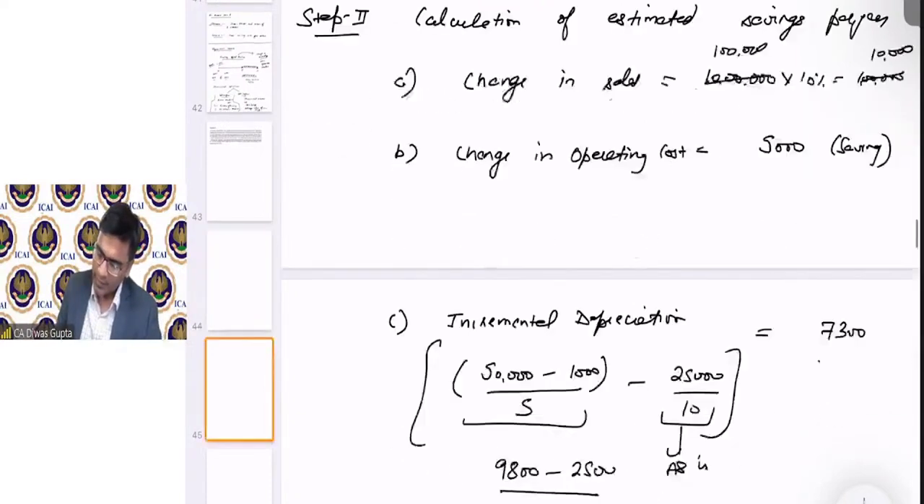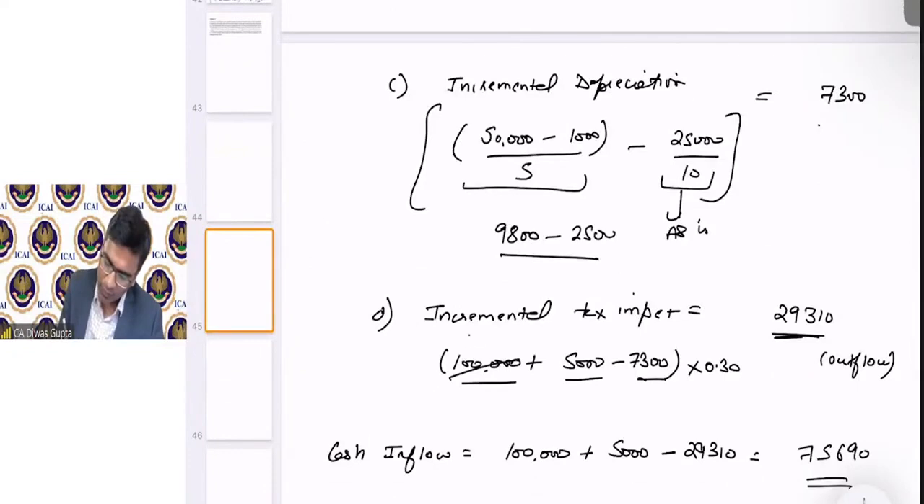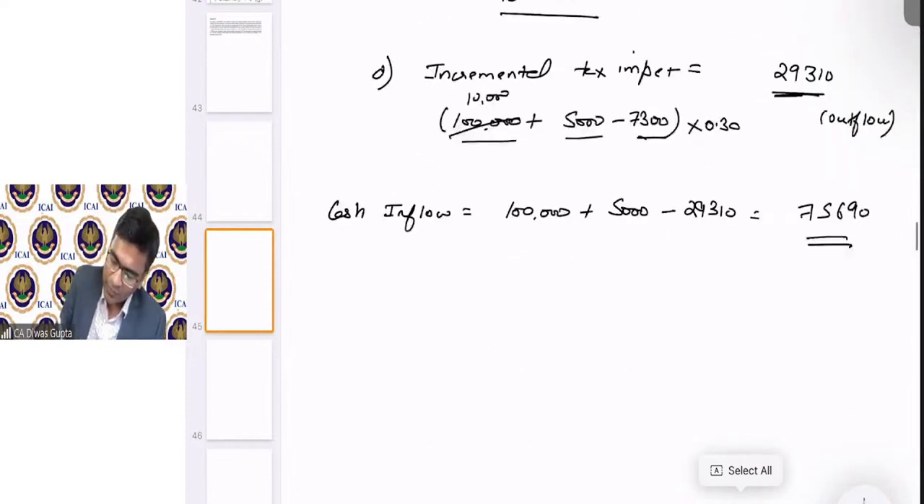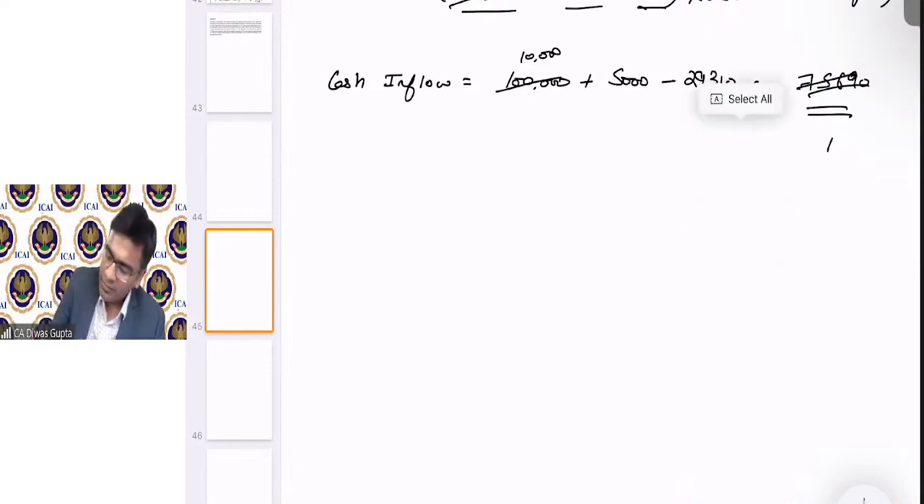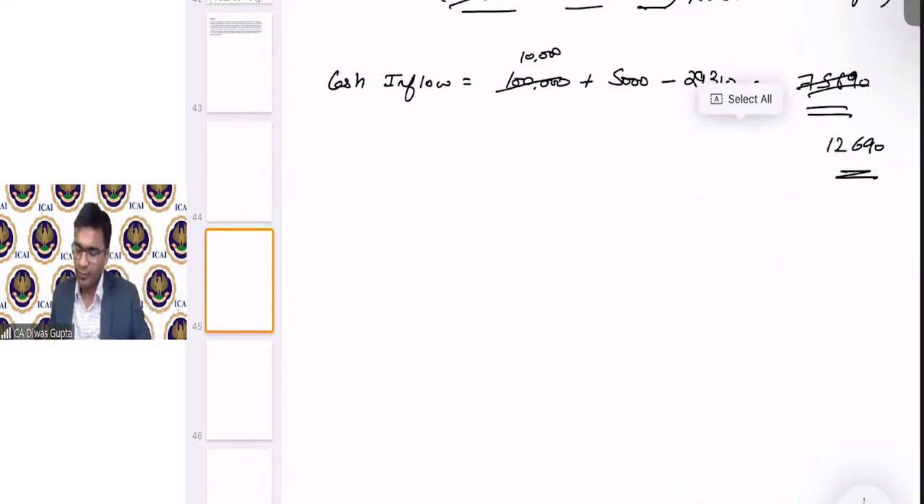And on 10,000, the tax will become now 10,000 plus 5,000 minus 7,300, right? So hence, if I replace everything above 1 lakh with 10,000, the revised number will be 12,690. Okay, students? I think there was a calculation error. Instead of 1 lakh, I assumed 10 lakh. That is where the difference was coming. Students, please recheck this again.